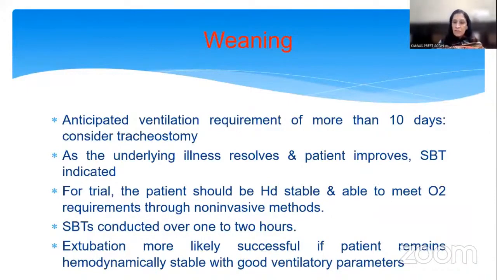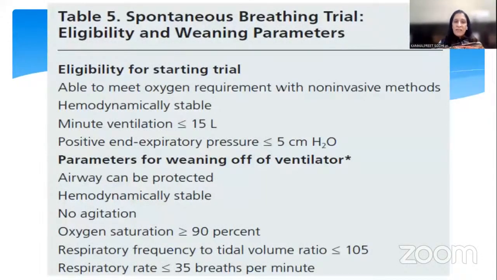As the underlying disease resolves and the patient improves, we have to go in for spontaneous breathing trials. For this trial, the patient should be hemodynamically stable and able to meet the oxygen requirements through non-invasive methods. SBTs are usually conducted over 1 to 2 hours, as is the routine for any other patient. Extubation is more likely to be successful if the patient remains hemodynamically stable with good ventilatory parameters. The eligibility and parameters for the spontaneous breathing trials remain the same. We have to have a hemodynamically stable patient with settled minimum ventilation, and PEEP should be less than 5 centimeters water.